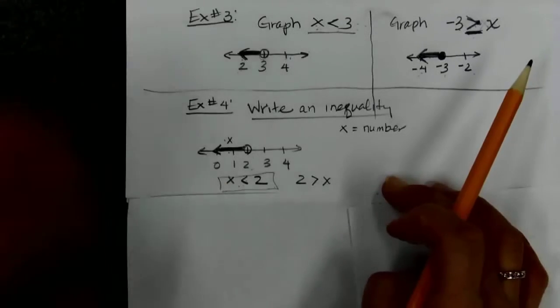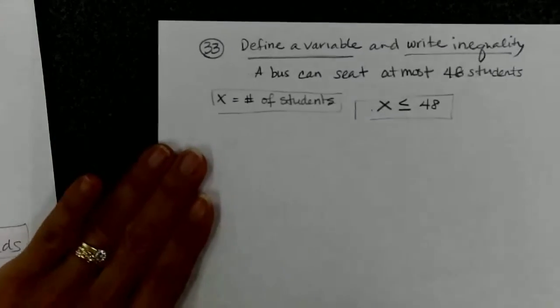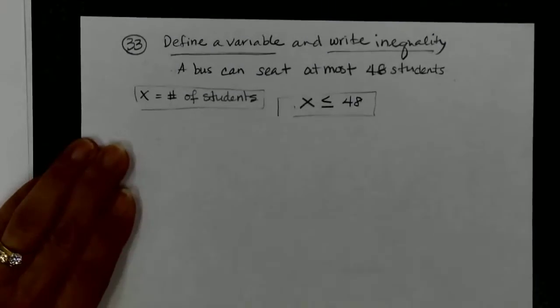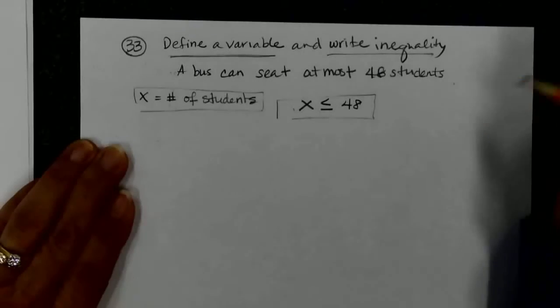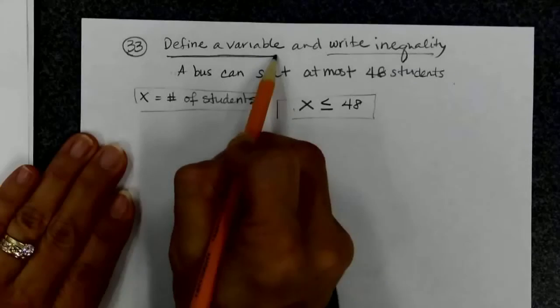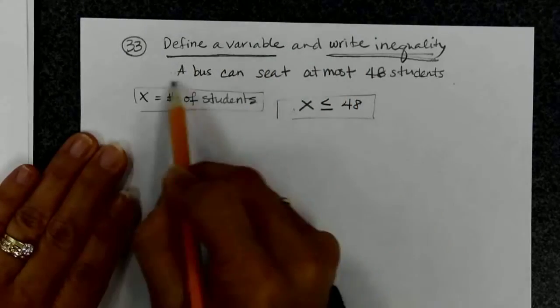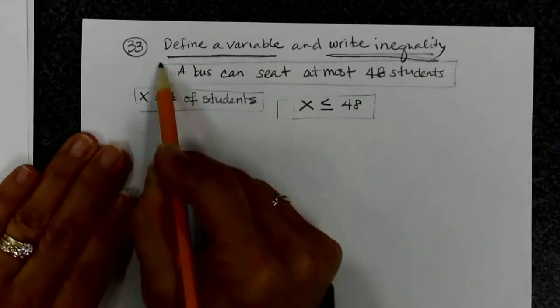Okay, and then we have example number 5, but this one we used our homework assignment to do. This is number 33 in your homework for this assignment. In this one we are given an instruction to define a variable and write an inequality for this situation right here.